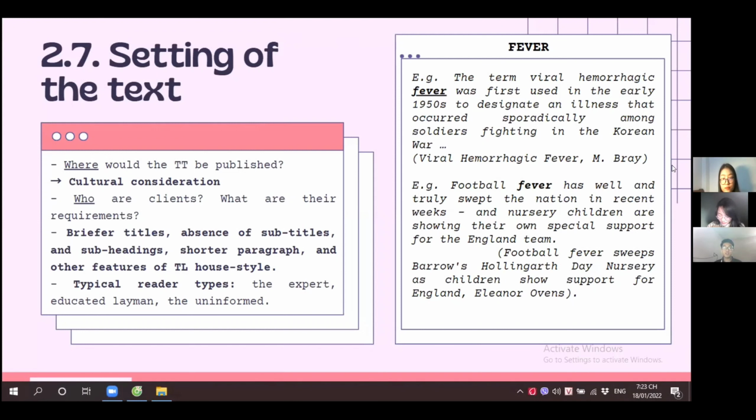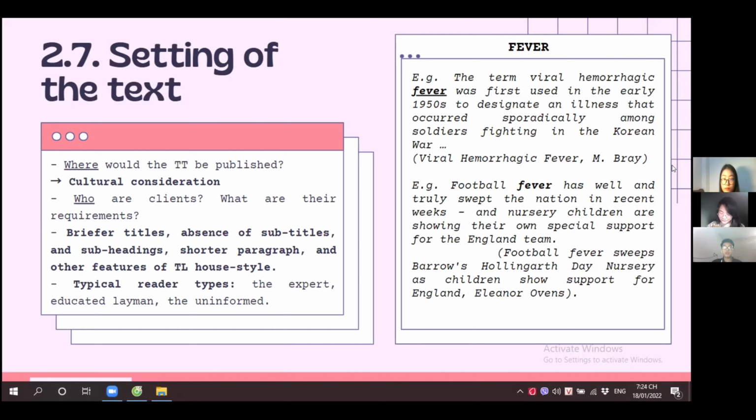You may need to consider a briefer title, the absence of subtitles and subheadings, or shorter paragraphs. You have to make several assumptions about the source language readership. And earlier, she has mentioned the three typical reader types, particularly the expert, the educated layman, and the uninformed. So you have to consider whether you are translating for the same or a different type of target language readership. And we have two examples about the word fever here.